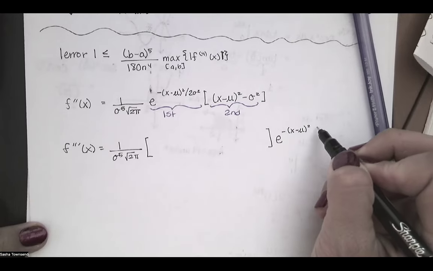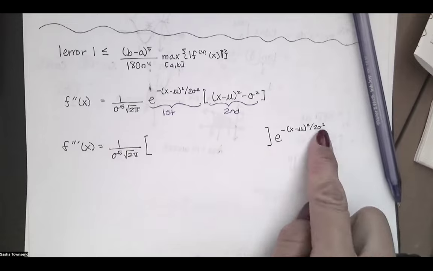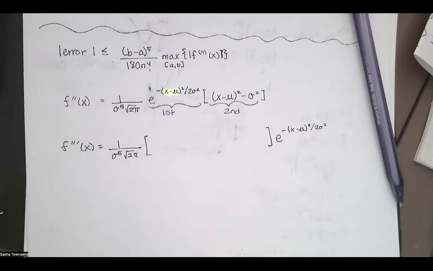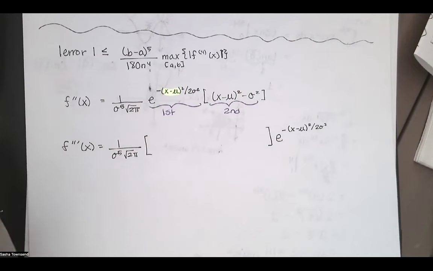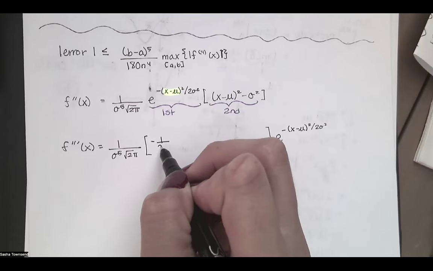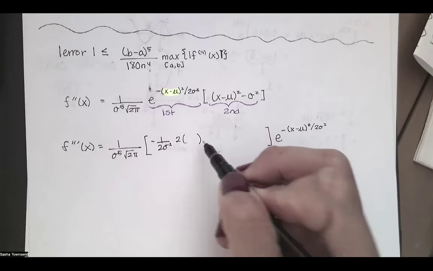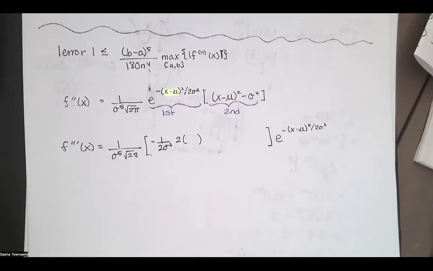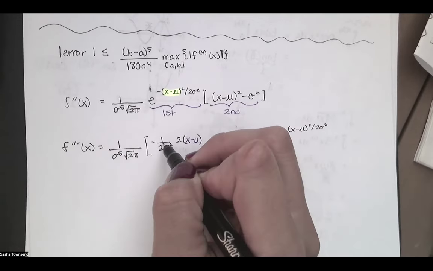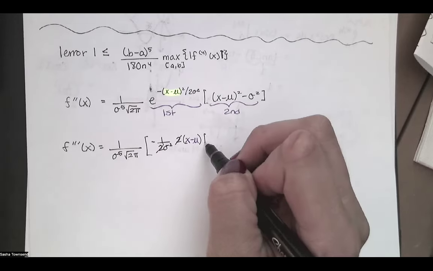So we're going to have the derivative of the first times the second. The derivative of the first is e to this power, which is right there, times the derivative of the inside. Now when I take the derivative of the inside, I have to use the chain rule, because I've got that x minus mu being squared, and it's multiplied by this negative 1 divided by 2 sigma squared. So that's a constant. And the derivative of (x minus mu) squared is 2 times x minus mu, so it's 2 times the inside function, times the derivative of the inside, which is 1.